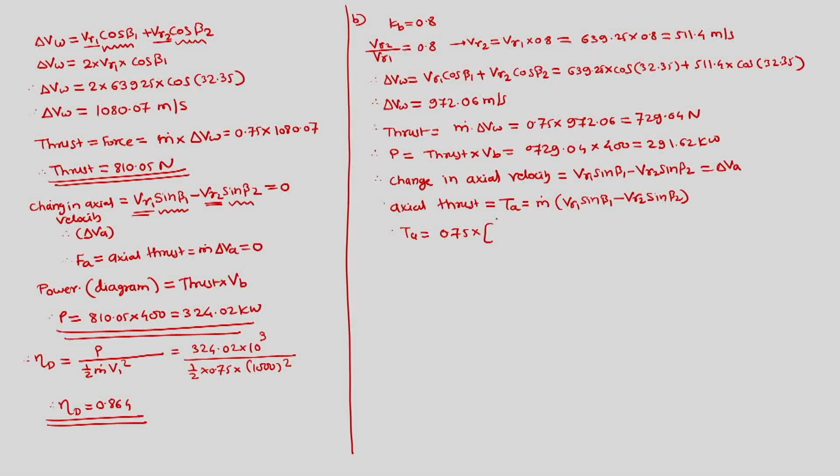So we can put VR1 over here, 639.25 into sine of 32.35, minus VR2, which is 511.4 into sine of 32.35. So axial thrust for us is 51.3 Newton. So this is how we can solve the example for the impulse turbine.